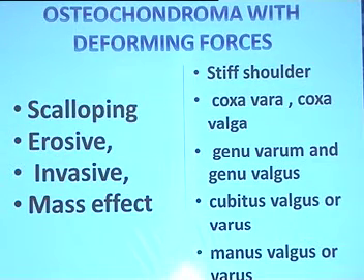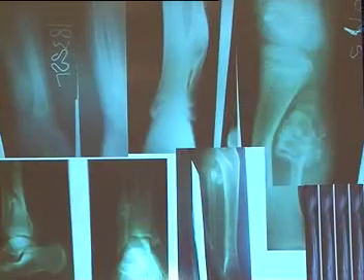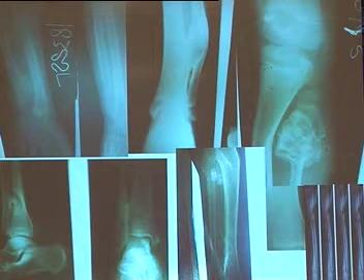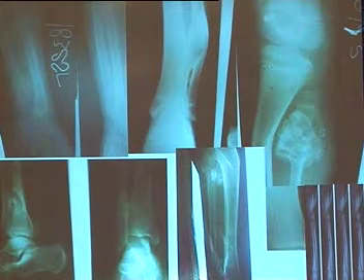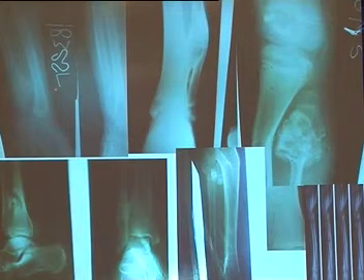The various effects of osteochondroma were scalloping effect, erosive effect, invasive effect and mass effect, causing stiff shoulder, coxa vara and valgus deformity, genu varum and valgus deformity, cubitus valgus and varus deformity, and again manus valgus or varus deformity. Again, a few X-rays showing the distal ulna osteochondroma, sessile type, and osteochondroma of the fibula. This again is distal ulna.